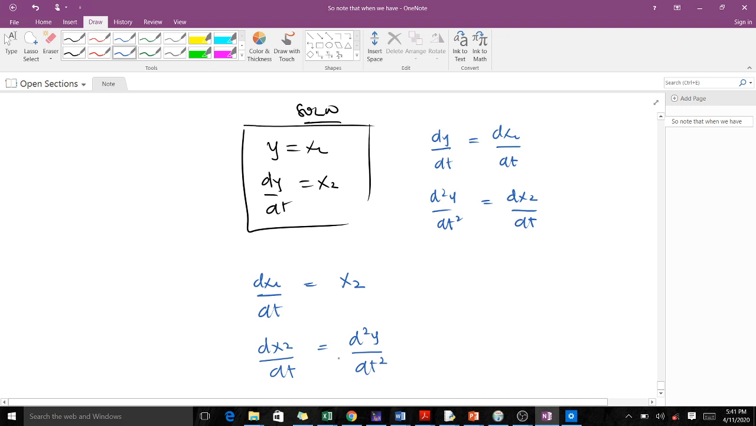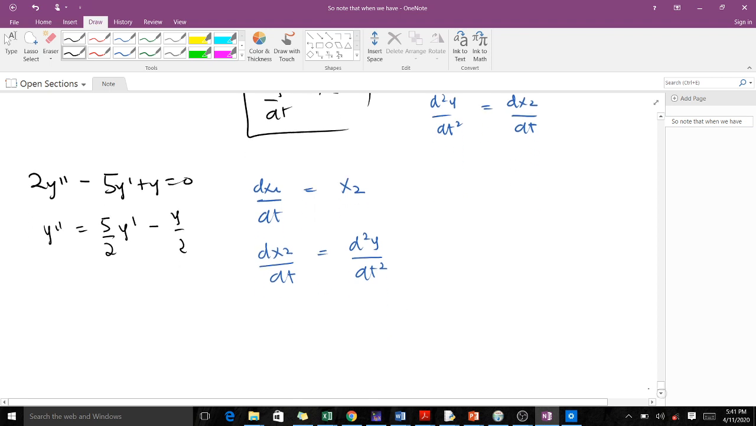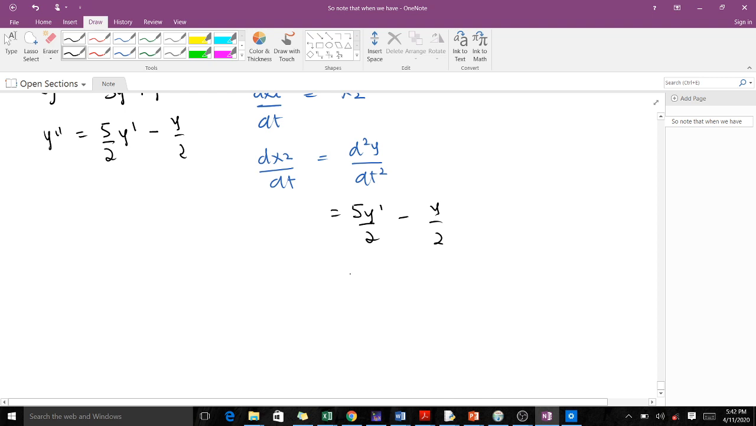So to get d²y/dt², that means from the question we are supposed to make y'' the subject. And the question was 2y'' - 5y' + y = 0. So to make y'' the subject, we are going to get y'' equal to 5/2 y' - y/2. So this means you're going to get dx2/dt equal to 5y'/2 - y/2. But note that y', which is dy/dt, is equal to x2. I hope you remember. And we said our y was equal to x1. So this will be x1 over 2.